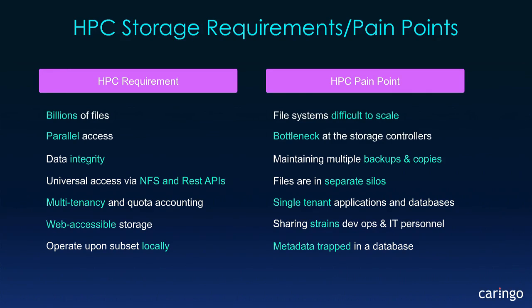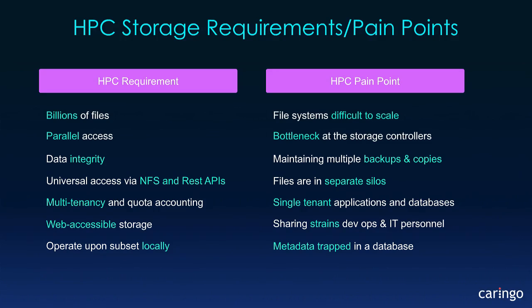And then last but not least, they need to be able to operate on subsets of data locally. And that falls into the capability of being able to distribute these data sets or distribute this content geographically, either entire sets from, say, a primary to a DR site, or just subsets from a main repository to satellite locations where people may be doing research locally and need to interact with it in that fashion.